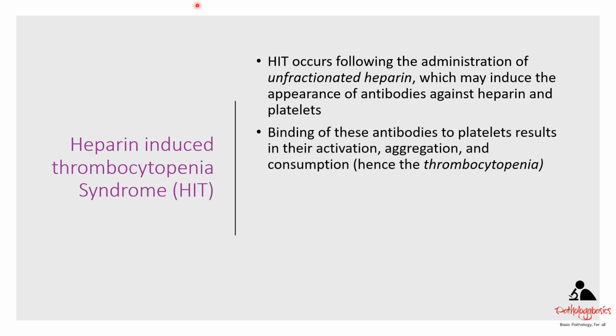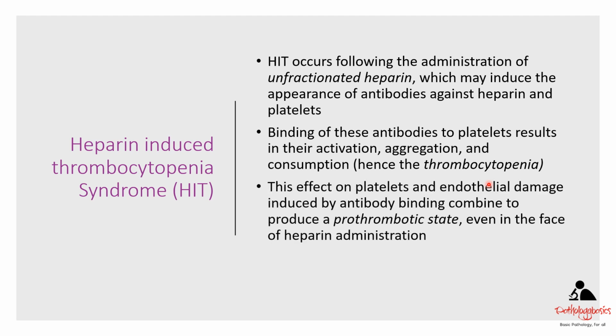These antibodies in turn also bind to platelets and cause activation of the platelets. Hence, there is activation, aggregation, and consumption of platelets. So, platelets are consumed. As a result, there is thrombocytopenia, right? Now, this effect on platelets, and there is endothelial damage as well. Activation of platelets and endothelial damage combine to produce a prothrombotic state.